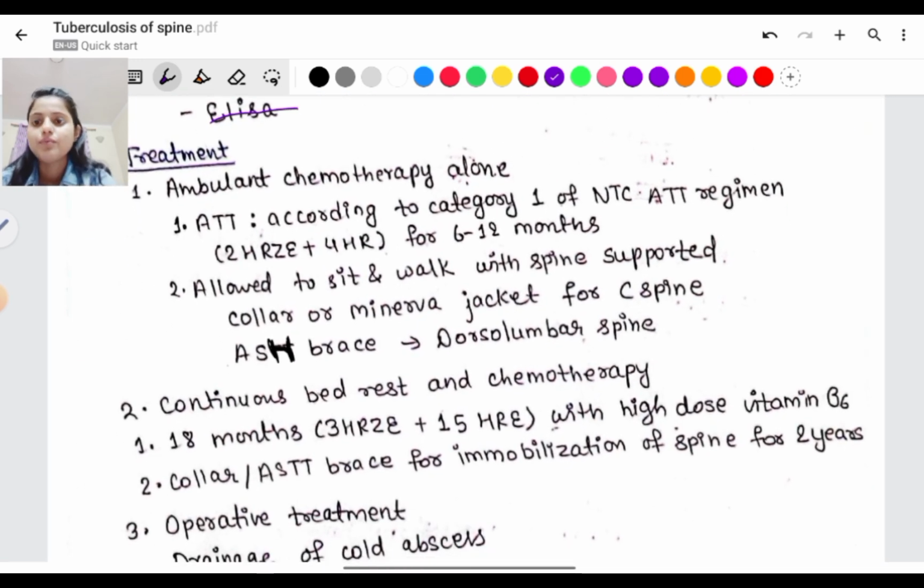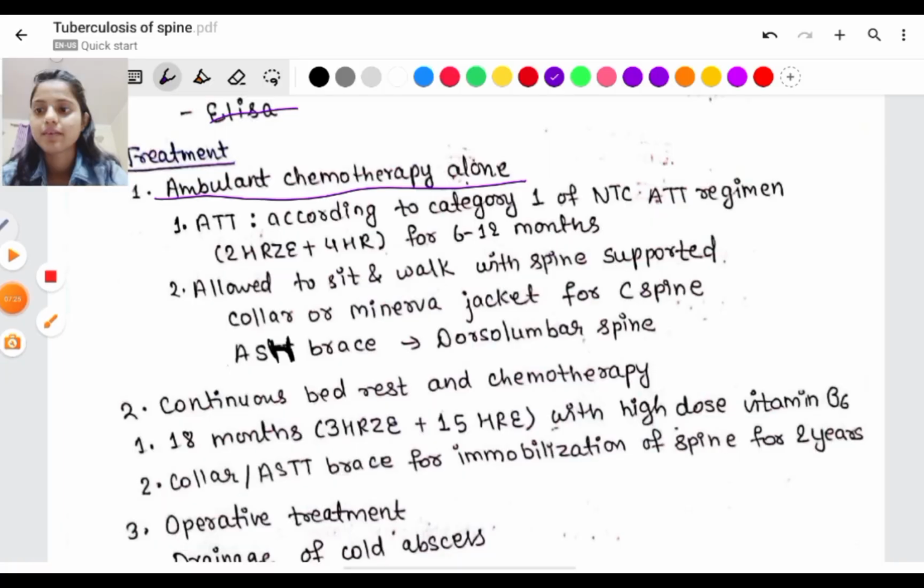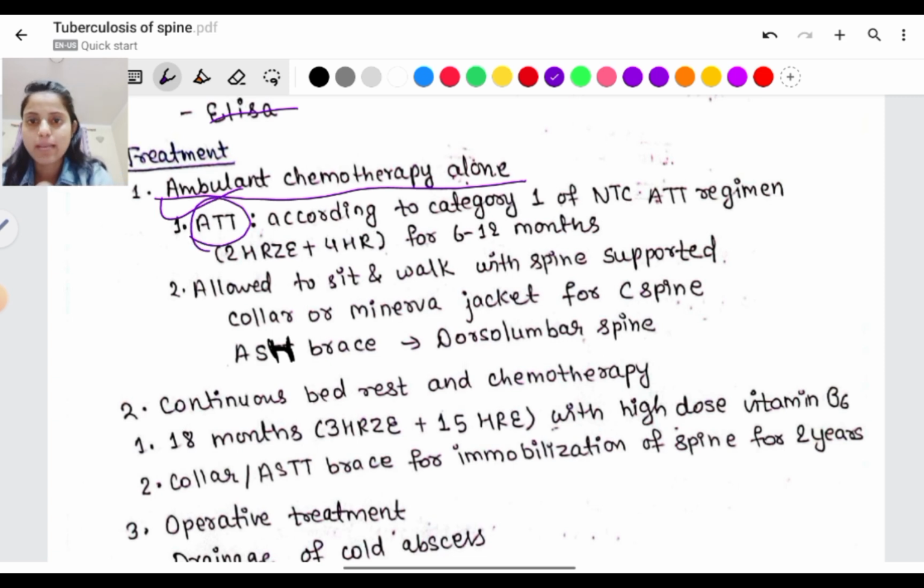Treatment. We do the ambulant chemotherapy alone. We do the ambulant chemotherapy when the disease is mild, early disease, there is no abscess or there is no neurological involvement. We give ATT, anti-tubercular therapy, according to the category 1 of the anti-TB ATT regimen, 2 HRZE plus 4 HR for 6 to 12 months. Isoniazid, rifampicin, pyrazinamide and ethambutol. Isoniazid and rifampicin. Patient is allowed to sit and walk with spine supported.